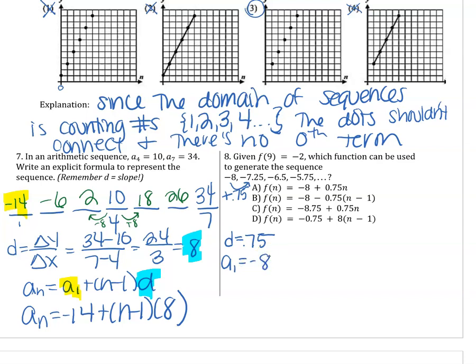Okay, let's use my explicit formula here to help me out and substitute in what I know. I know the first term is -8, and I know the common difference is 0.75. So I'm just going to go ahead and substitute those in. I realize it says f of n. I'm just keeping it in terms of a sub n. Same idea.